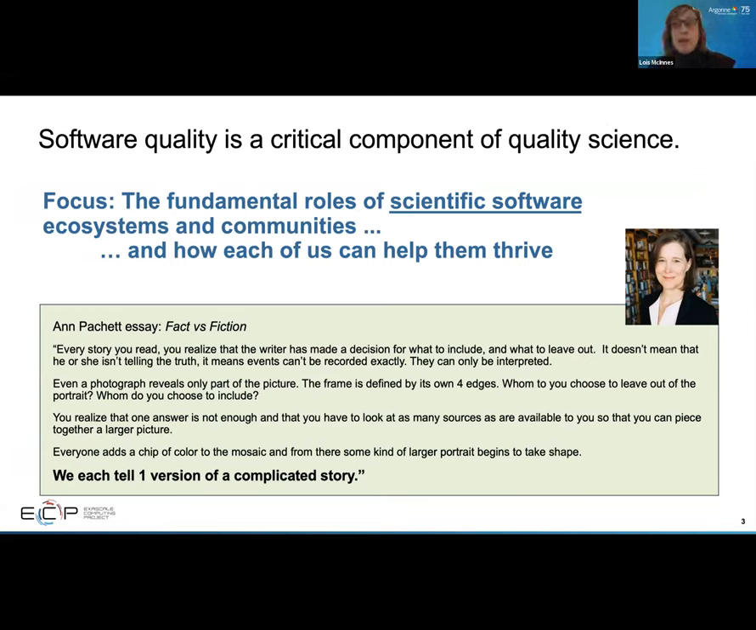And I believe, and I think many people in our community believe, that in order to truly reap the rewards of computational discovery, we as a community must focus on the fundamental role of high quality software in all that we do, and to think about it from the point of view of communities of people who develop that software and ecosystems of software, and how each of us can contribute to helping those thrive.